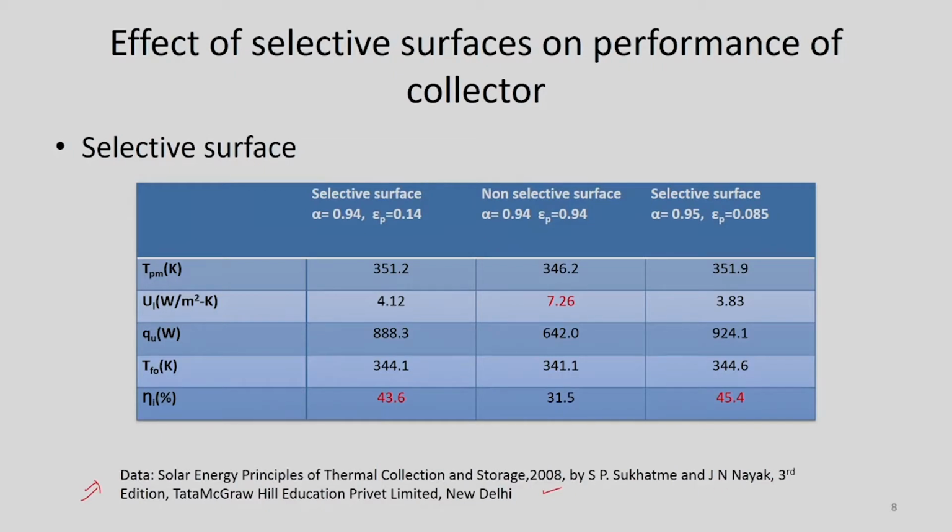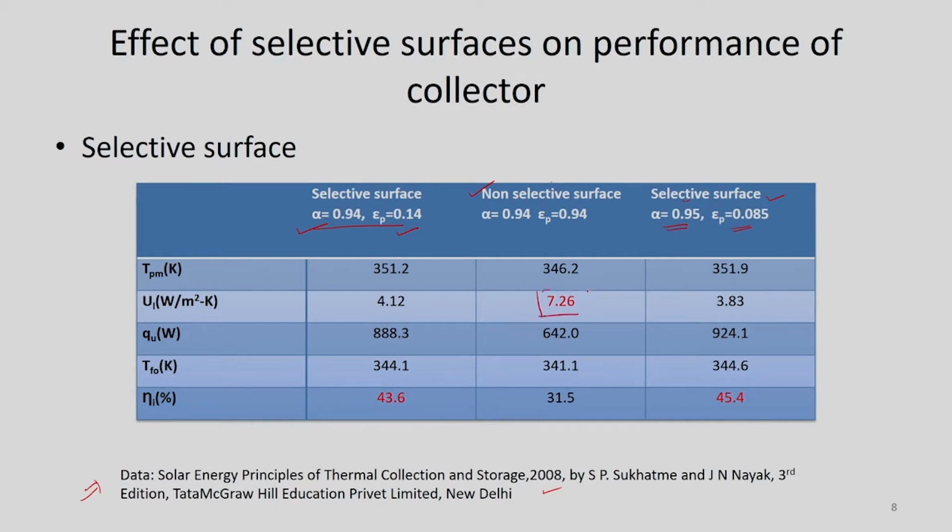So here, two different selective surfaces and one non-selective surface are considered. In the case of selective surface 1, absorptivity is considered to be 0.94 and emissivity is 0.14, and selective surface 2 has absorptivity 0.95 and emissivity 0.085. For non-selective, both absorptivity and emissivity are the same, equal to 0.94. If we see this table very precisely, in the case of the non-selective surface, you can see the losses.